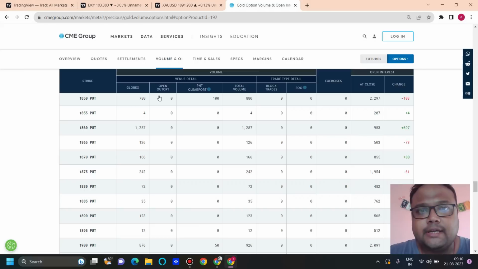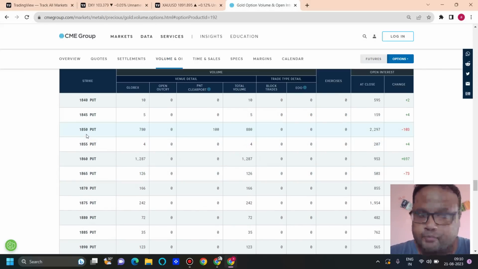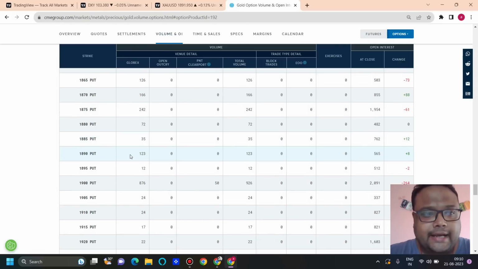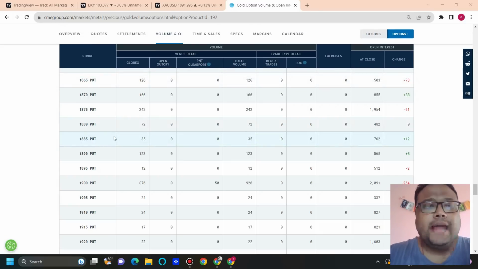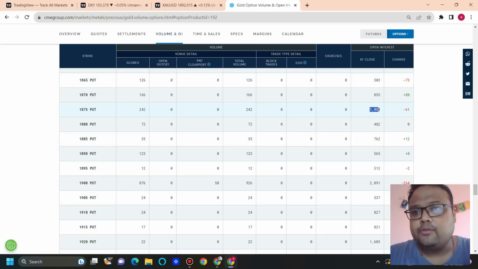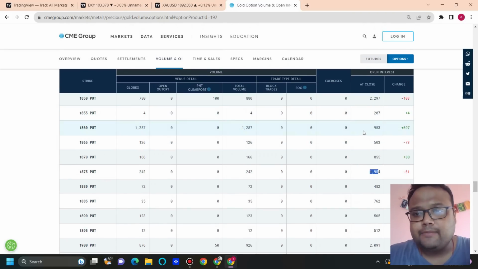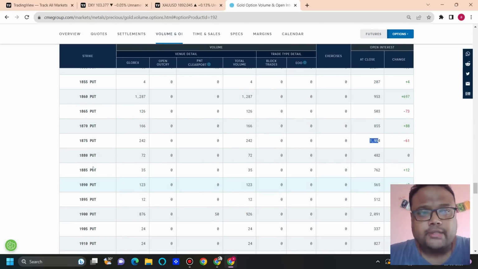If you look at the contracts data, the options data here, you can see around 1850 we have a good support of 2297 contracts, and then the next support seems to be around 1875. If we only go through the contracts data, then we have only two supports on the chart of gold right now, at least for this month: 1875 because of 1954 contracts, and then 2297. We do have contracts at other prices also, but the numbers are not very high, so obviously those are not major levels. So the two major levels are 1875 and 1850 right now.